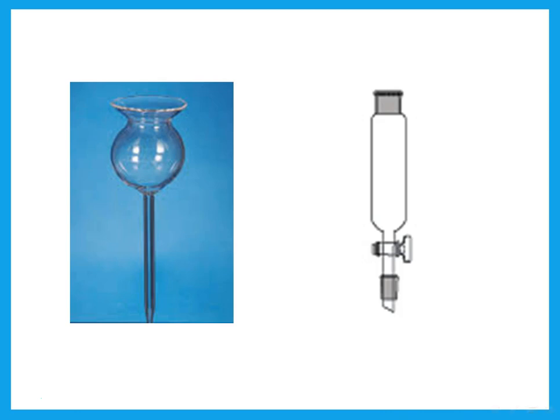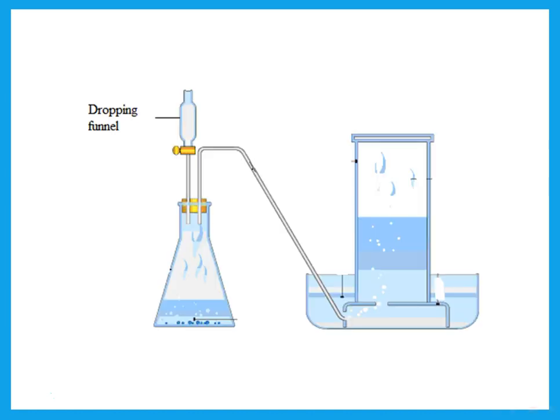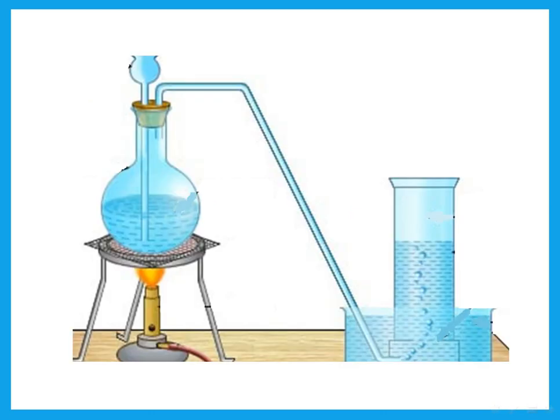These two are types of funnels that are put on a flask. So one of them has no tap, the other one has a tap. So the one without a tap is called the thistle funnel. The one with a tap is a dropping funnel. Remember, both of them do not have graduations. So the dropping funnel is very similar to a burette. It has a tap, but no graduation, so it is called a dropping funnel.